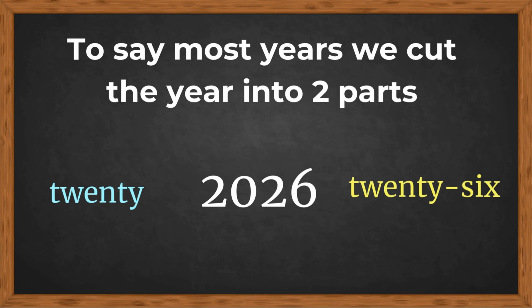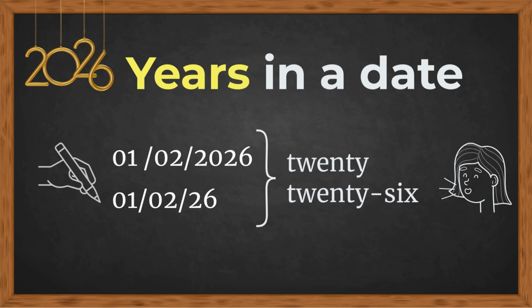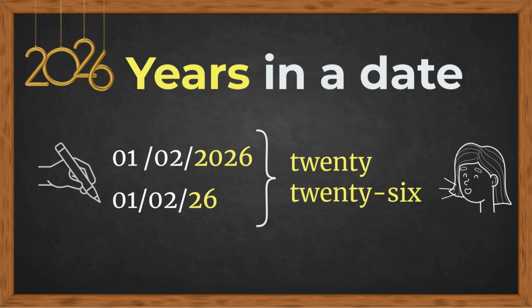To say most years, we cut the year into 2 parts. For example, 20 and 26. First, we say the first 2 numbers, then the last 2 numbers. Now look at the year inside the date. We can write the year with 4 numbers, 2026. Or we can write only the last 2 numbers, 26. Both mean the same year, 2026. And in both dates, the last part is the year.